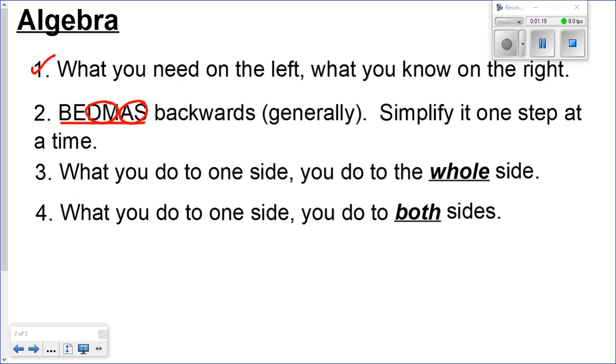Always simplify it one step at a time. You're always tempted to take shortcuts, and it's okay to take shortcuts if you know exactly what you're doing. But to start off, definitely just take one step at a time. Two big rules that are required: always do the same thing to the whole side of the equation, and you'll see that in a couple minutes. And finally, whatever you do to one side, you do to the other side as well.